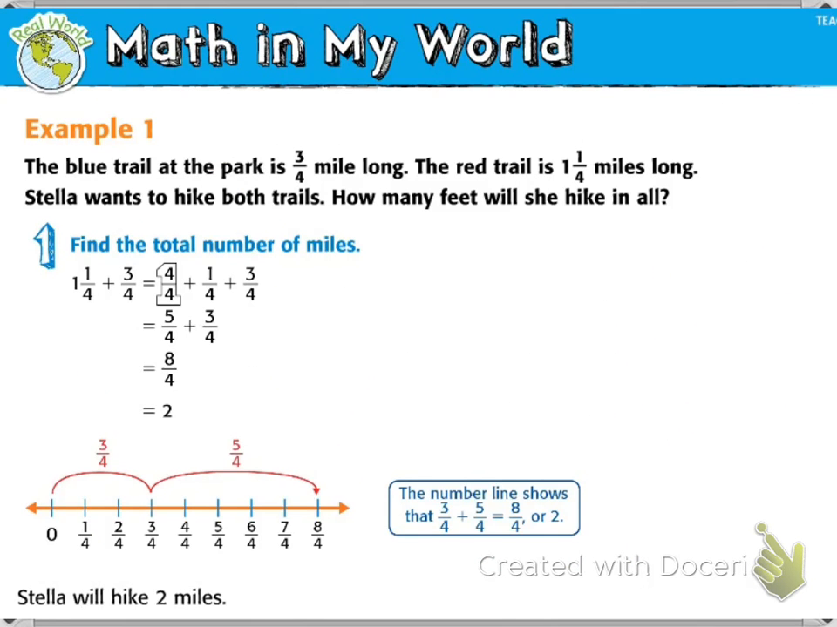That's a big recipe. Okay, for example 1 in your Math in My World, you guys need to be on this page in your My Math book. If you need to pause your recording and get there, do it now. Okay, example 1 says, the blue trail at the park is 3/4 of a mile long. The red trail is 1 1/4 miles long. Stella wants to hike both trails. How many feet will she hike in all?